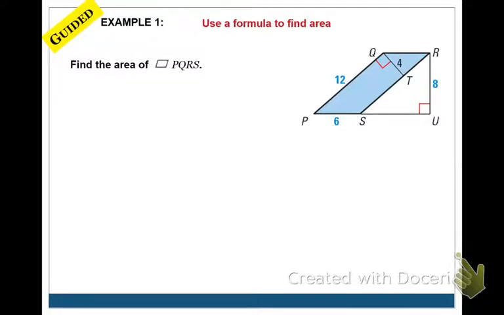All right. Find the area of PQRS. There are two ways we can find the area of PQRS. This is a symbol for parallelogram, so this is a parallelogram PQRS. We can do area equals, let's call it base 1 times height 1, right?